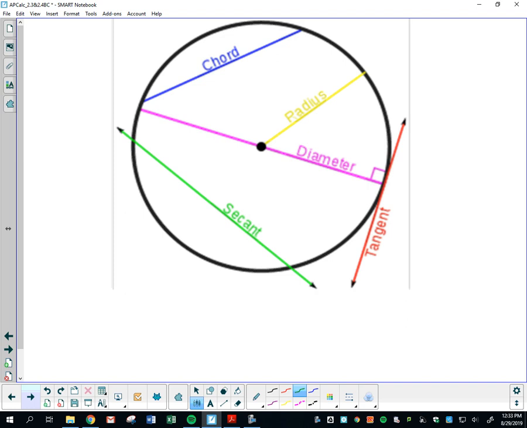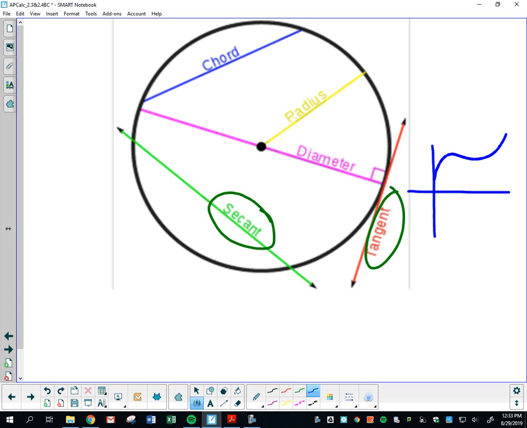This is a visual of different types of key vocabulary words you would have used in geometry class. The two most important things we're going to be using here are secant lines and tangent lines. Now this is on a circle, but we're really not going to be talking about a circle. We're going to be talking about a function. Let's make up a quick little function.